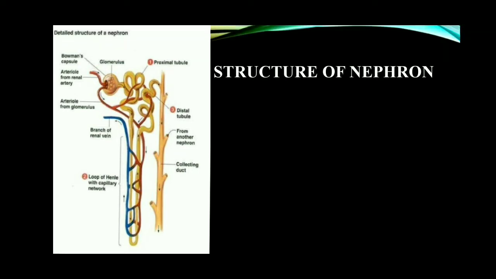This is the structure of nephron. So, the renal tubule consists of three parts. There is a proximal convoluted tubule, distal convoluted tubule and the loop of Henle. Now, let's study the mechanism of urine formation. The process of urine formation takes place in the nephron.